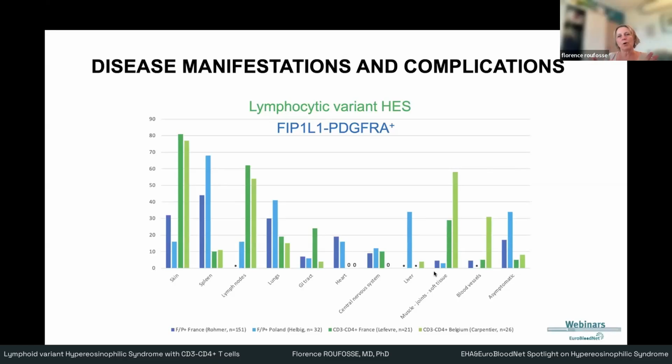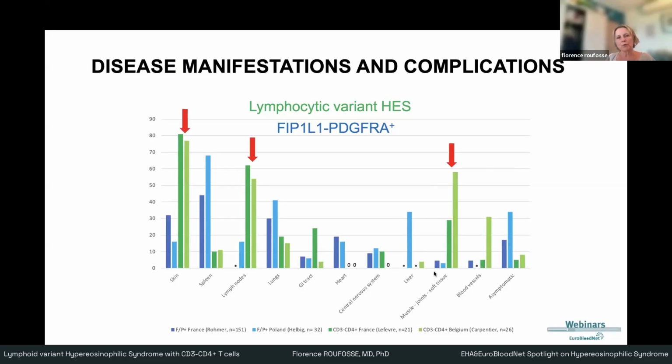You can see the green bars are the two largest cohorts of lymphocytic variant hypereosinophilic syndrome, whereas the blue bars are derived from two series of patients who had FIP1-like-1 PDGF receptor alpha associated hypereosinophilia. And Professor Breccia will go into that in much more detail during the next webinar for that particular disease variant. But what you can see is that there's some disequilibrium between the clinical manifestations depending on the disease variant.